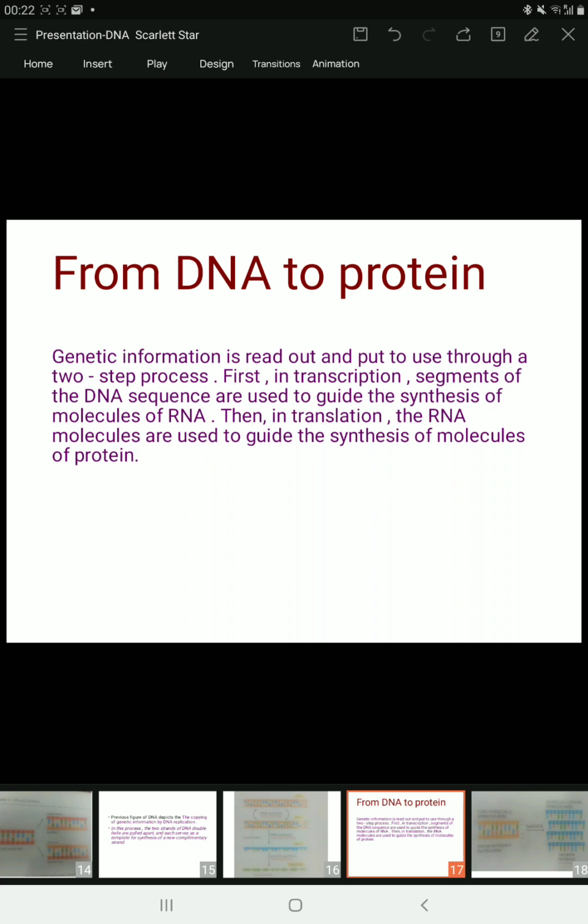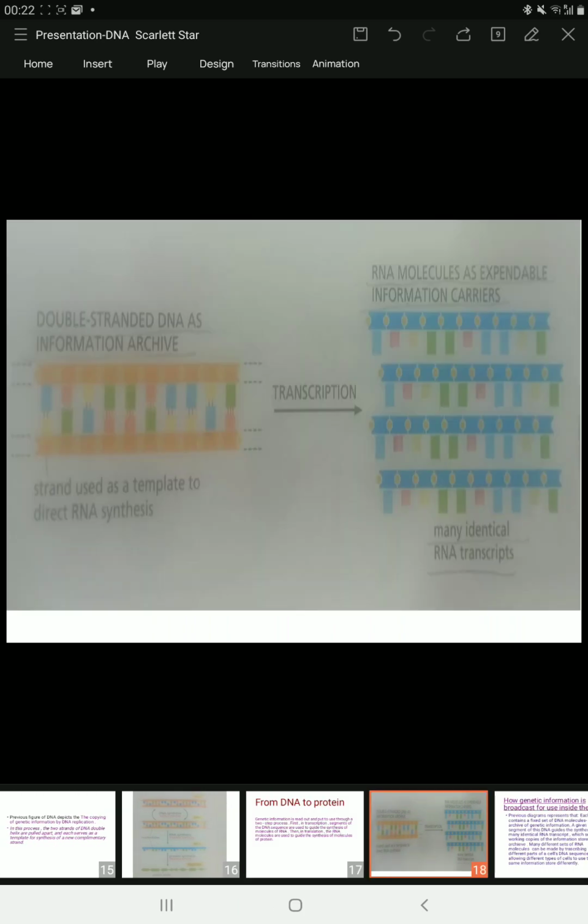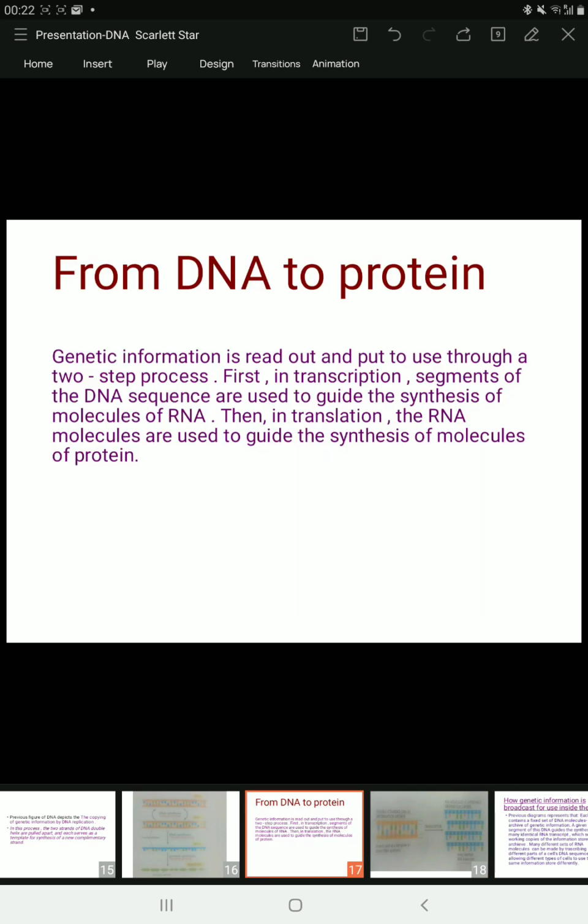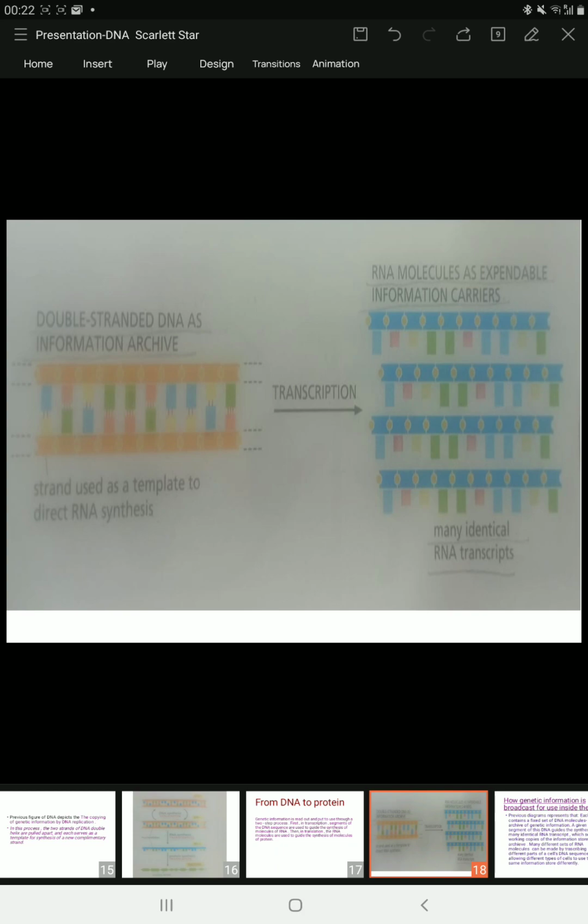Then in translation, the RNA molecules are used to guide the synthesis of molecules of protein. Whatever I have explained previously is the same process. Basically, it guides the sequence, and then there is a formation of protein, synthesis or formation, we can say. Double-stranded DNA as information archive. Strand used as a template of direct RNA synthesis. Transcription. RNA molecules as expendable information carriers, many identical RNA transcripts. So this is the transcription process.